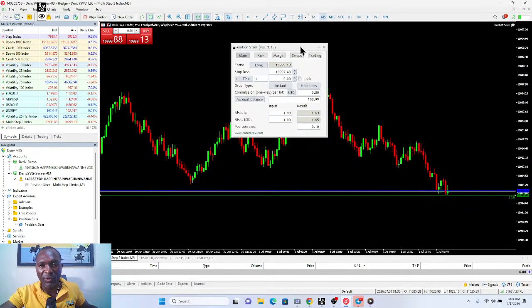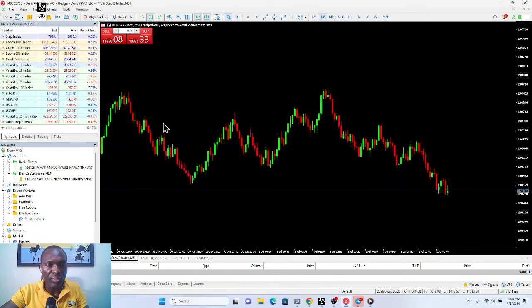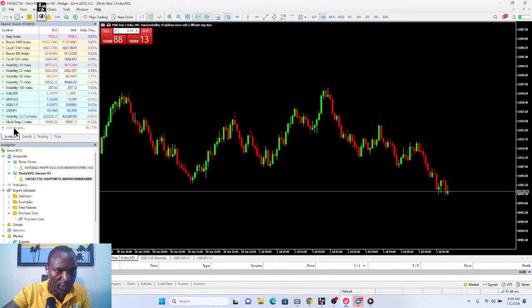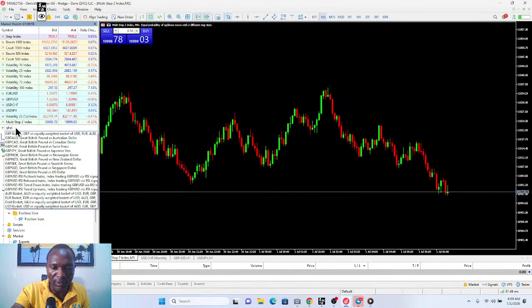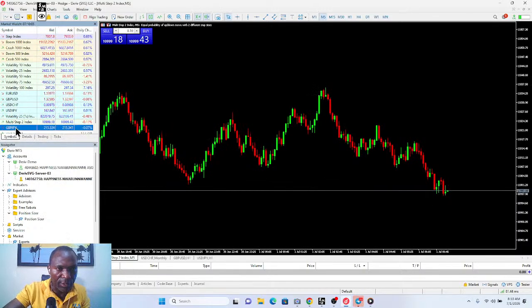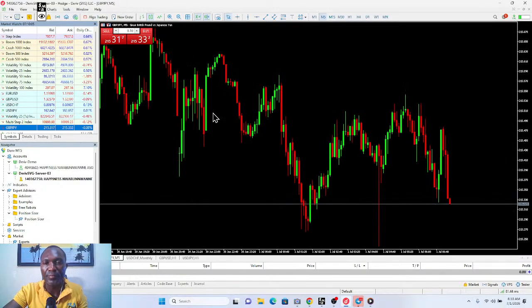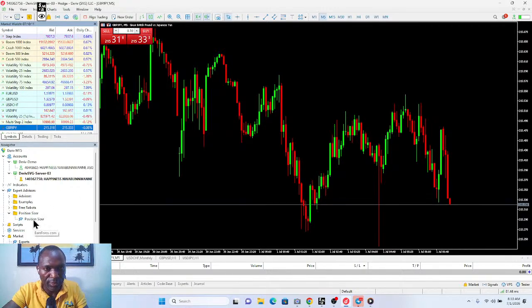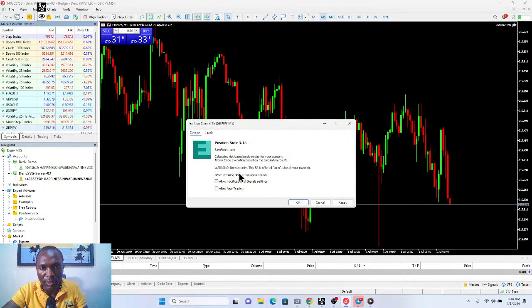JPY. Okay, that's the pair we are going to look at first. One person has come up with JPY, so I'm adding it. Okay, so these are the pairs. Good. Later we'll give you a guide.